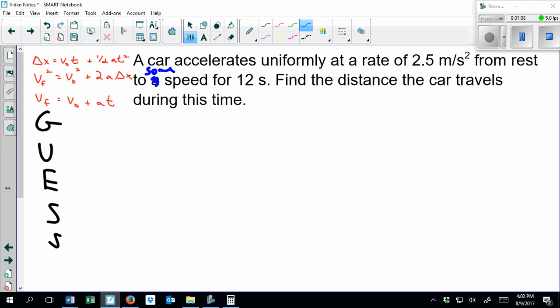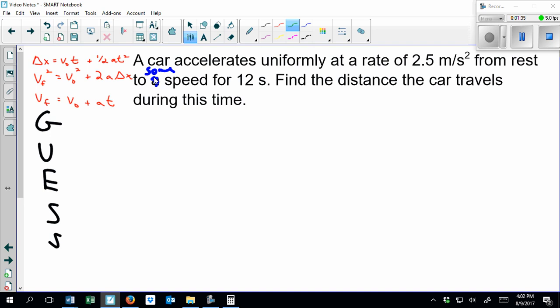Now, I have velocity is delta x over t. But that equation doesn't do me any good because I don't know what my average velocity is. I know that at the beginning it was 0, but I don't know what it is at the end. So I'm going to have to use kinematics. I'm accelerating uniformly, so I get to use these equations.